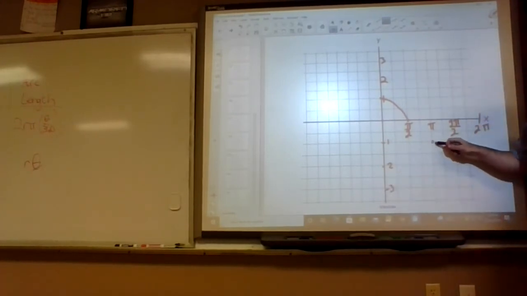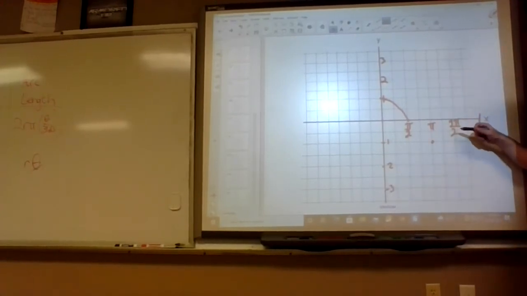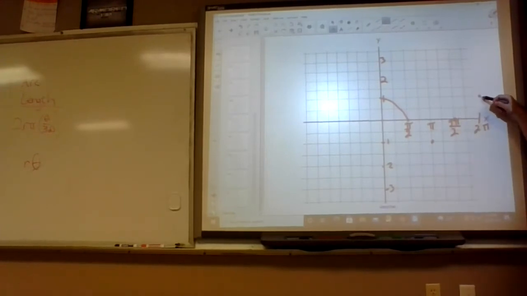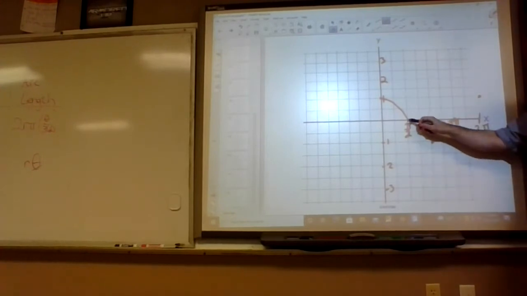So I'm gonna put it. Maybe it'd be easier just to put the dots in and then connect the dots at the end. I love connect the dots. Once you get to 3 pi over 2, it should be back to 0, and once you get to 2 pi, it should be up to 1 again. So about like that.